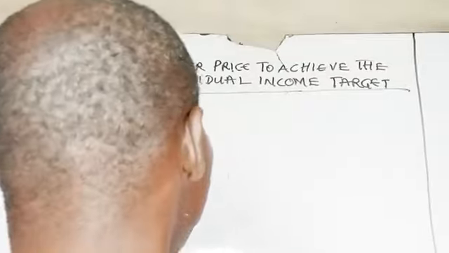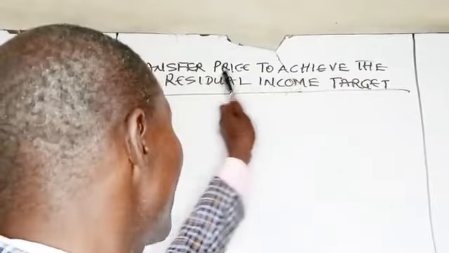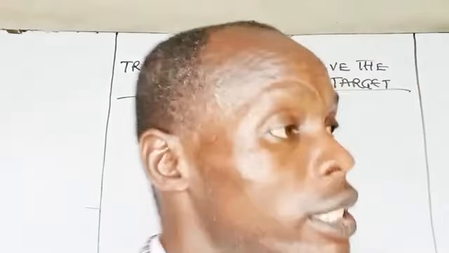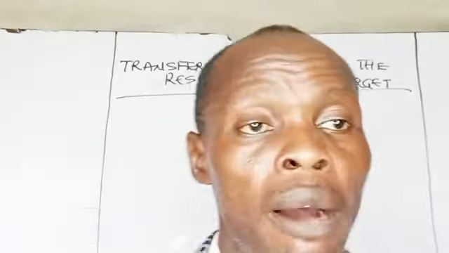In this video, I will examine transfer price to achieve the residual income target using a question from ICAN May 2024 Performance Management, question number 5, as a worked example.